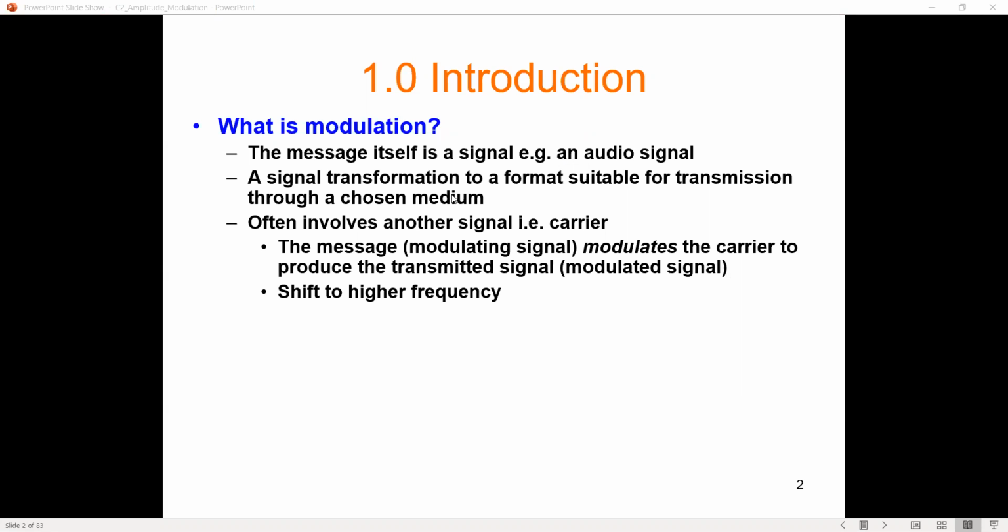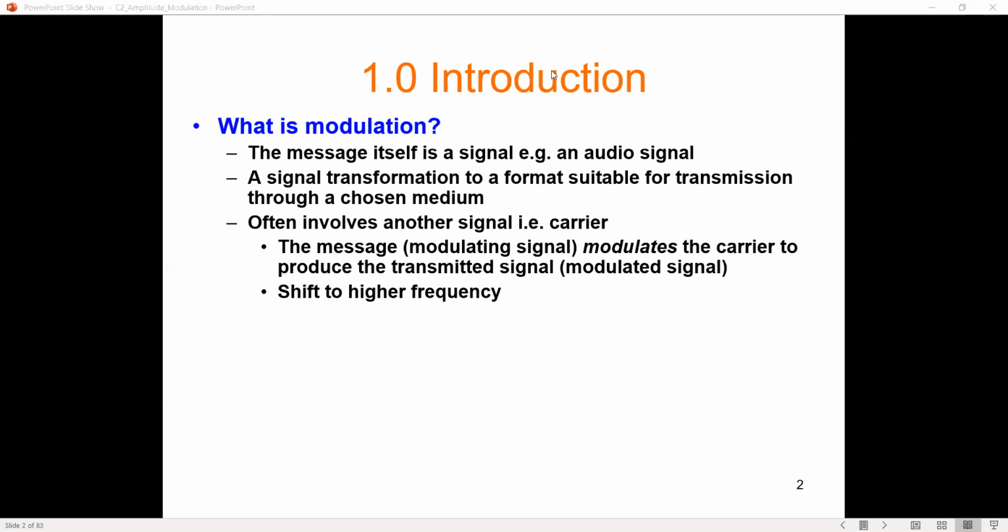So our information can be audio, text, video, etc. Modulation is the signal transformation to a format suitable for transmission through a chosen medium. So the signal actually transforms, especially in terms of its frequency change, because like I said, the medium's frequency is normally higher than our information signal frequency.